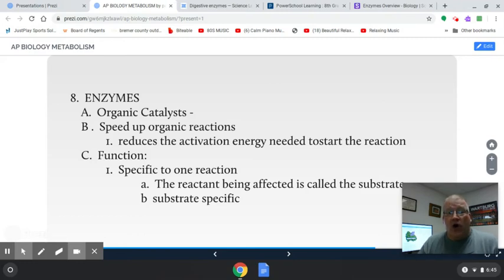Enzymes react on materials referred to as the substrate. The substrate is the reactant that's being acted on. Okay? And enzymes are substrate specific. One enzyme for one substrate, one enzyme for one reaction. Let's take a look at how enzymes work.